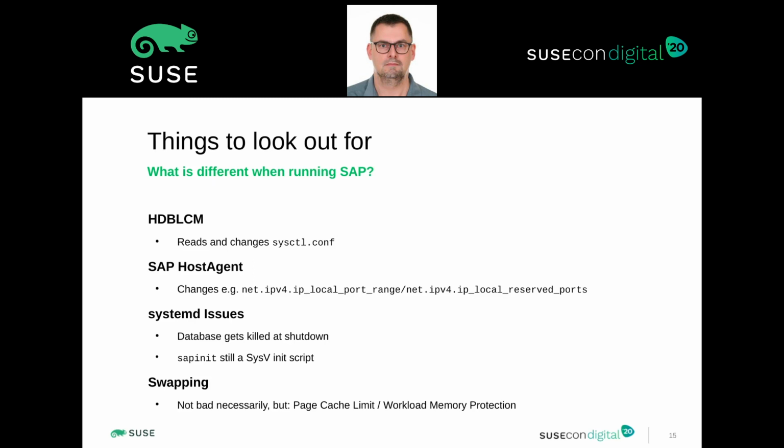Also, we have various systemd issues, which mostly are fixed now. For instance, that on shutdown, large databases get killed. It has something to do with the fixed timeout of systemd under SLES, and the main reason for this is that sapinit is still a System V init script. SAP is working on that, so you can expect in the future that sapinit or the entire sapstart framework is systemd aware. I can't give you any times, but I expect we have to wait a few months before we can see something.